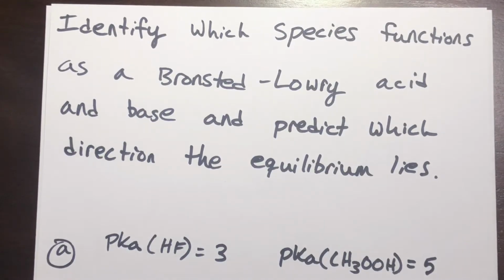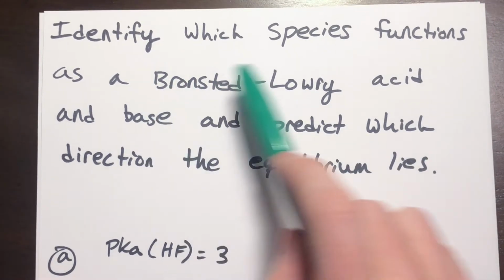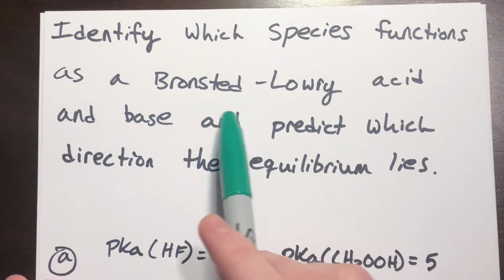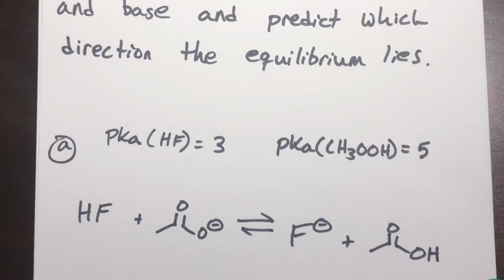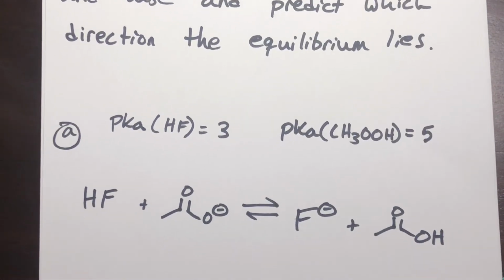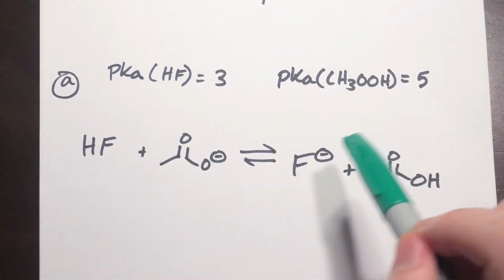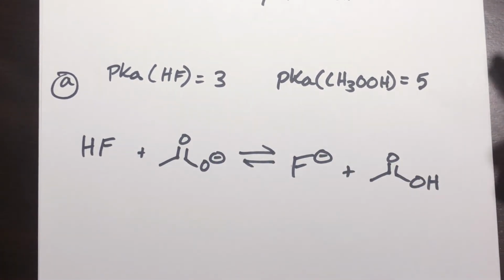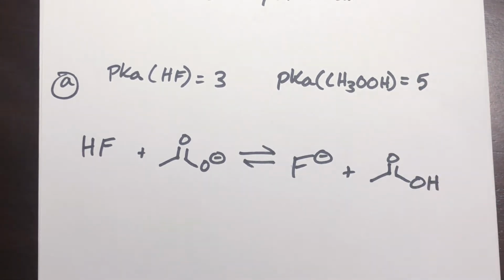Okay, so now we will get into the hardest type of problems along these lines, which is identify which species is the Bronsted-Lowry acid and base, and then predict which direction the equilibrium lies. So, first of all, here's our first equation, and I'm giving you the pKa for both of these molecules. That may or may not be a part of the question. It will just depend. You can do it with or without it, and we'll do examples of both. But here we have the pKa's.